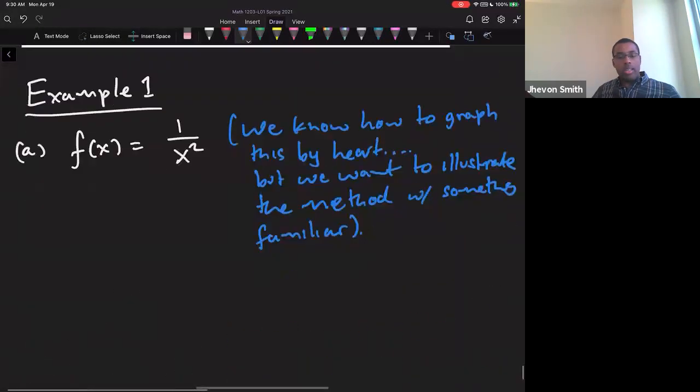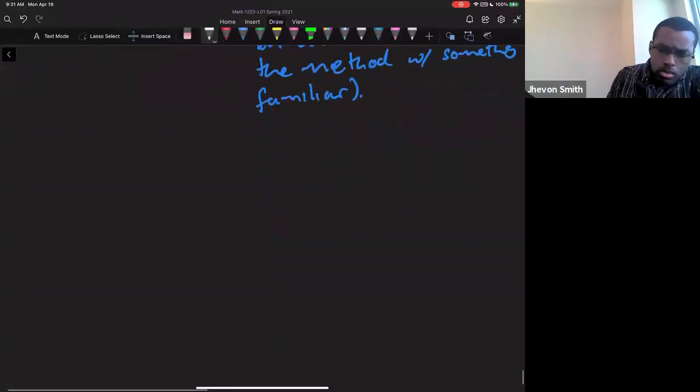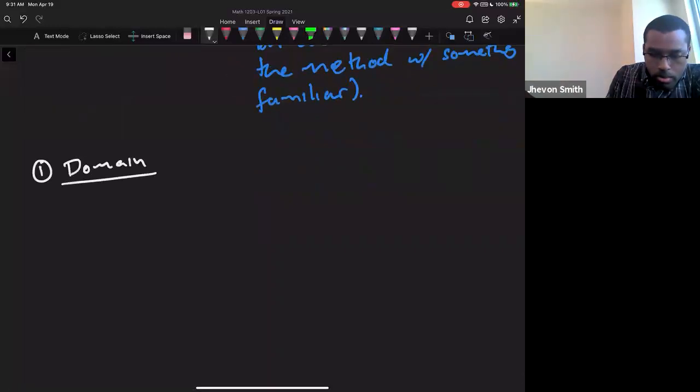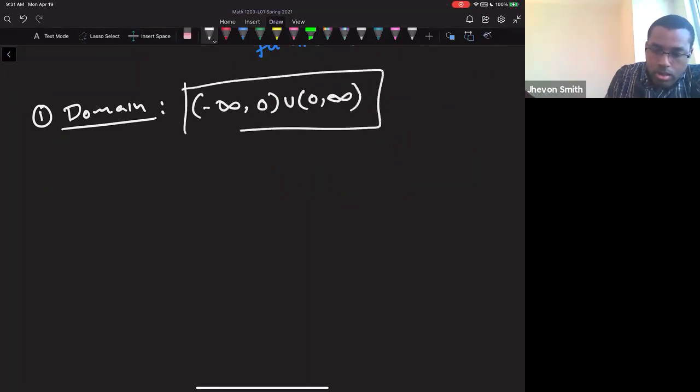So let us begin. So we have 1 over x squared. Let me pull that up on the other screen so I don't forget which one I'm doing. Okay, so one, I'm going to find the domain. So we know that that's going to be pretty easy. Everything except zero. All right, two, we're going to find the intercepts.